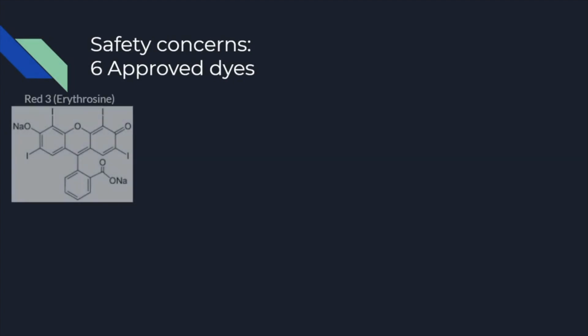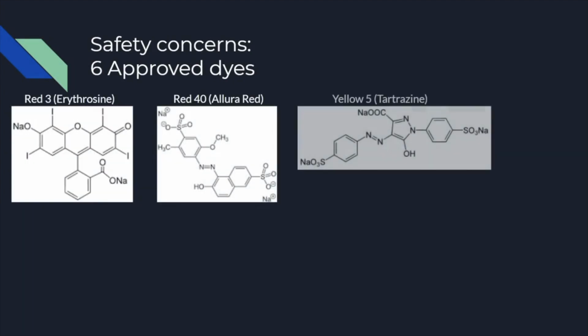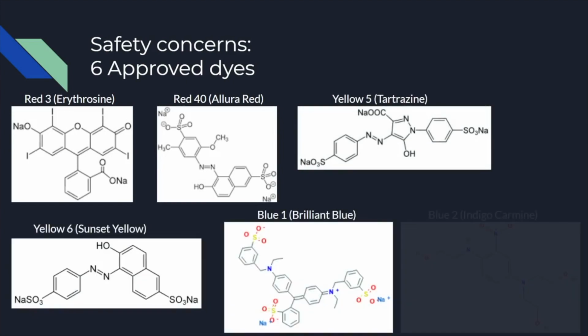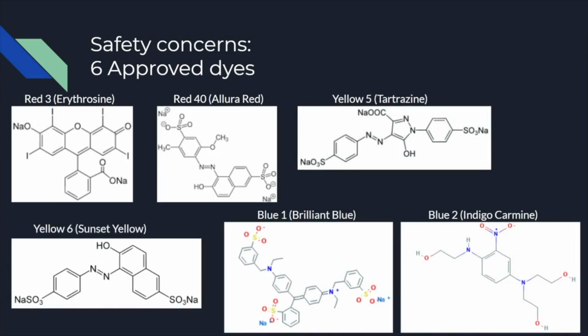There are 6 artificial dyes approved by the FDA and the European Food Safety Authority, or the EFSA. These dyes are red 3, red 40, yellow 5, yellow 6, blue 1, and blue 2. Many of these dyes were used in combination with each other to make the artificial dye used in our experiment. Some dyes, like green 3, which is not shown here, are approved by the FDA for use in the US, but not by the EFSA for use in Europe.